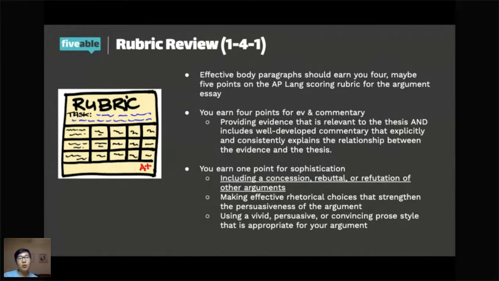Not only are we going to talk about our regular old meaty paragraphs where we're covering your evidence and commentary, we're also going to touch base on sophistication. You can also make effective rhetorical choices that strengthen the persuasiveness of the argument, or you could even use a vivid, persuasive, convincing prose style that's appropriate for your argument. So in today's stream, we're first going to talk about the evidence and commentary paragraph, and then we're going to segue into the sophistication point.